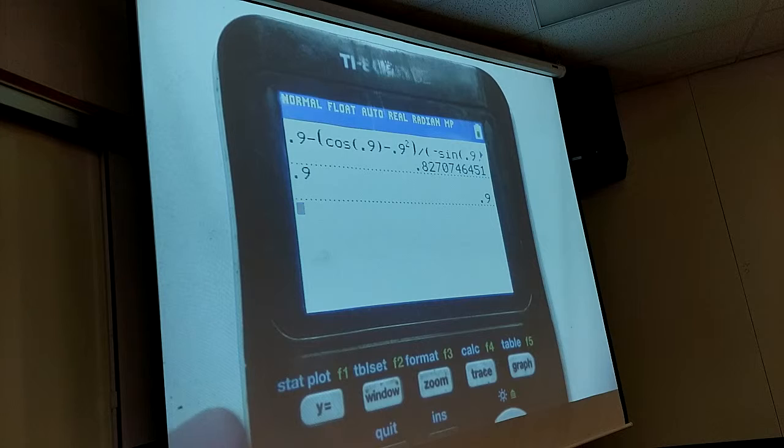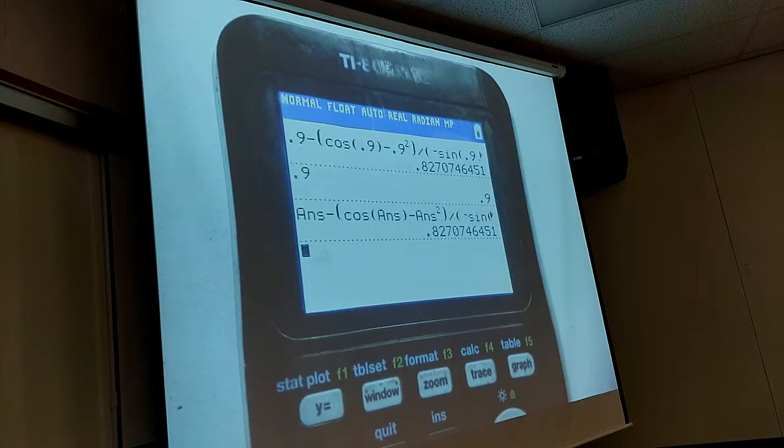So now instead of 0.9, I'm going to put answer minus cosine answer minus answer squared divided by negative sine answer minus 2 times answer. Let's see if I can do that right. Yay. And then if I hit enter, now it's going to reevaluate.